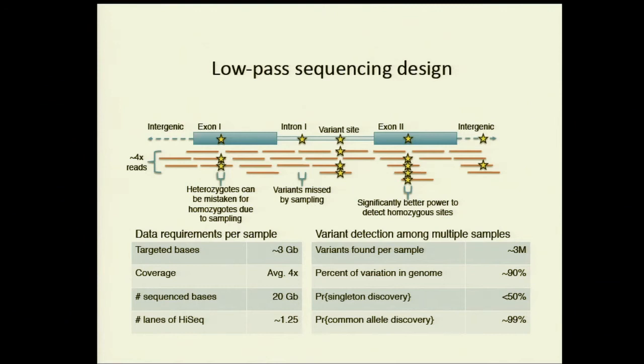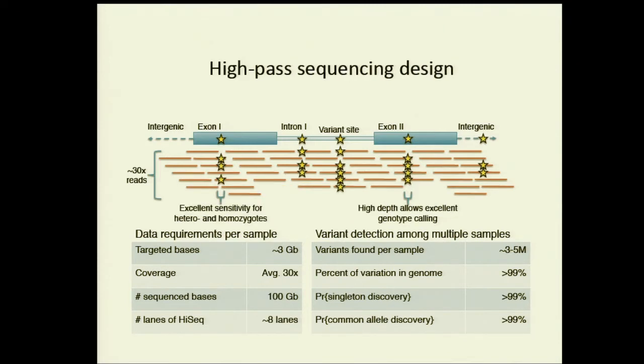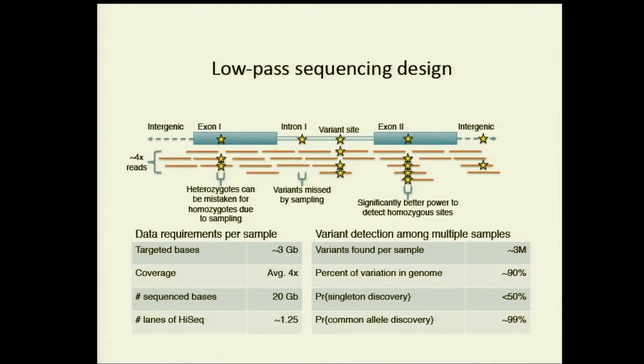The low-pass design is a little bit different. Again, you're still targeting the whole genome, but your coverage is much lower, and you won't necessarily find all the variants in the sample. Whereas before we were finding 3 to 5 million variants per sample, now per sample it's really capped at 3 million maximum. But you'll find a lot more variation population-wide.